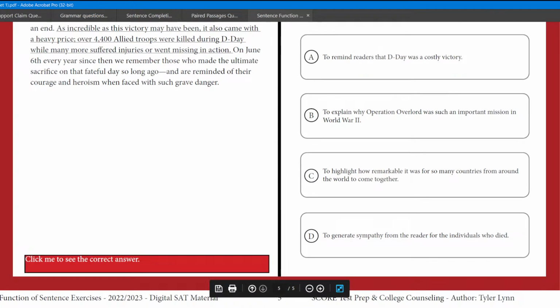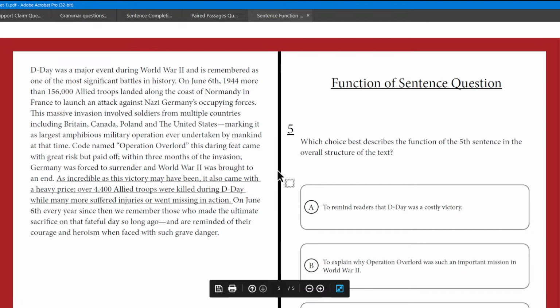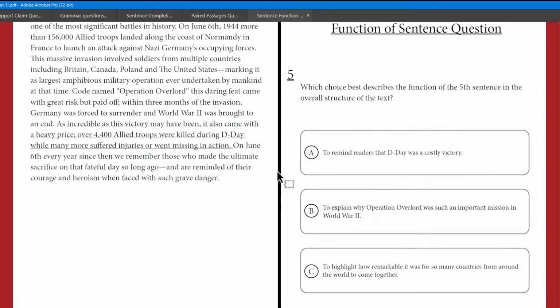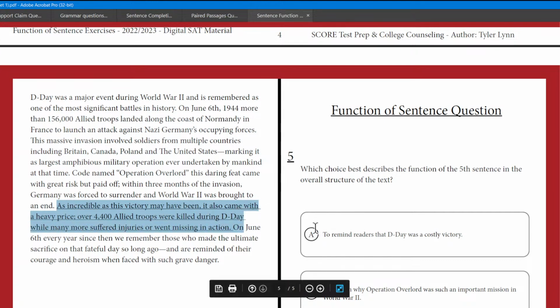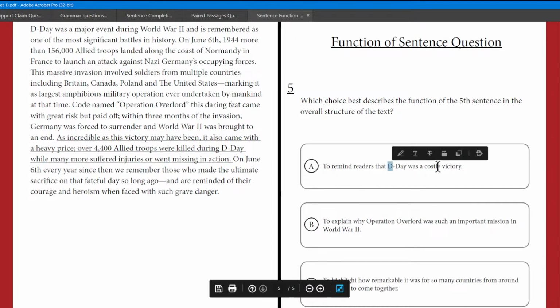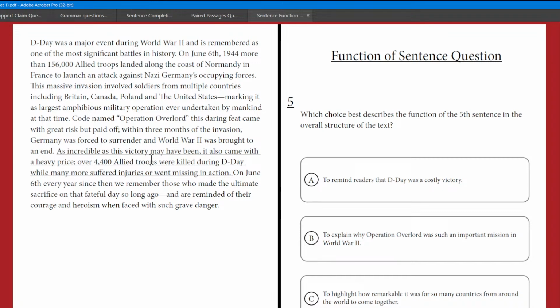All right. And it looks like everybody said A at the end. It looks like we were in unanimous agreement that A would be the right one. To remind readers that D-Day was a costly victory. Okay, cool. That I think is the best answer because here you go. As incredible as this victory may have been, it came with a heavy price. Over 4,400 Allied troops were killed during D-Day. Many more suffered injuries and went missing in action. Seems like a pretty good answer to me to say remind readers that D-Day was a costly victory. Costly, price. I don't think I need to read more because I have enough information here to make that judgment.